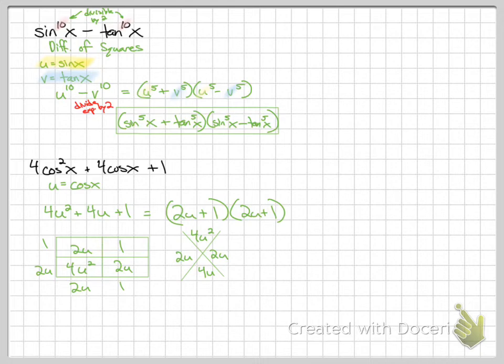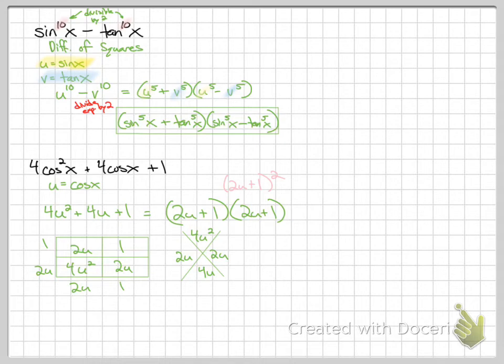Okay, using my u substitution, it's 4u squared plus 4u plus 1. Area diagram, or however you learned how to factor that, gives me 2u plus 1 times 2u plus 1, which it's also okay to write as 2u plus 1 squared. You should notice when they're both the same, it's common to write them as one big quantity squared. I'm going to leave mine spread out. There's no reason to do one or the other.